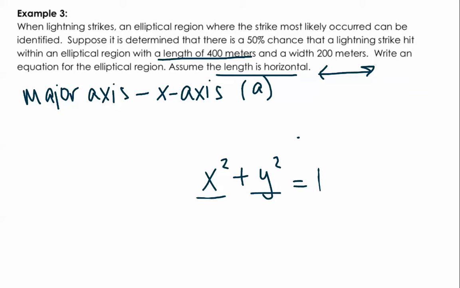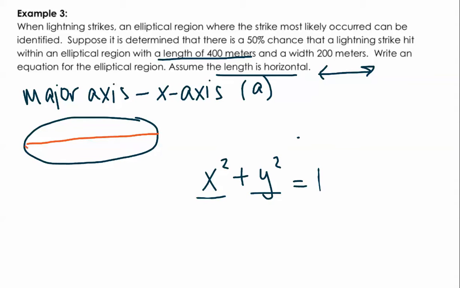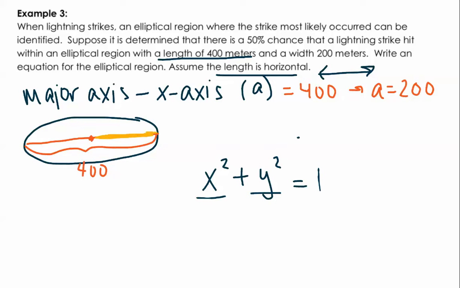So now we've got to figure out what those a and b values are. If we draw a sketch and we have a major axis that's horizontal, my ellipse is going to look something like that. We're told that the major axis has a length of 400, so this entire length here is 400. Think back to the last examples we did: if our major axis was 400, then a has to equal 200, because your a value is really just half that distance.